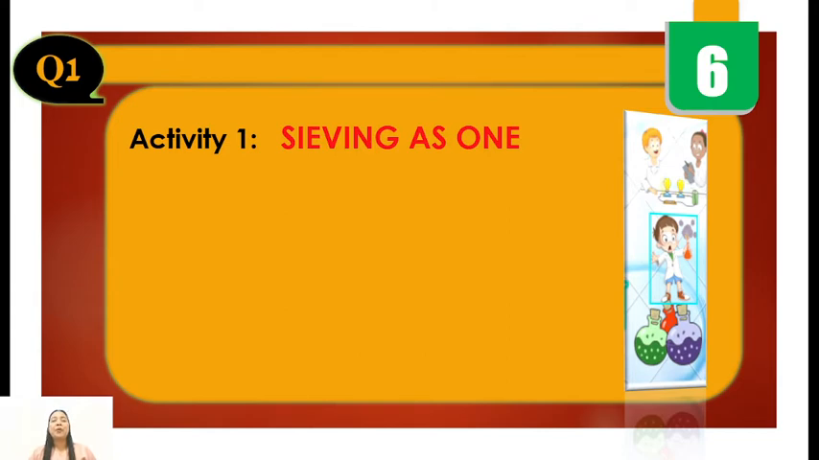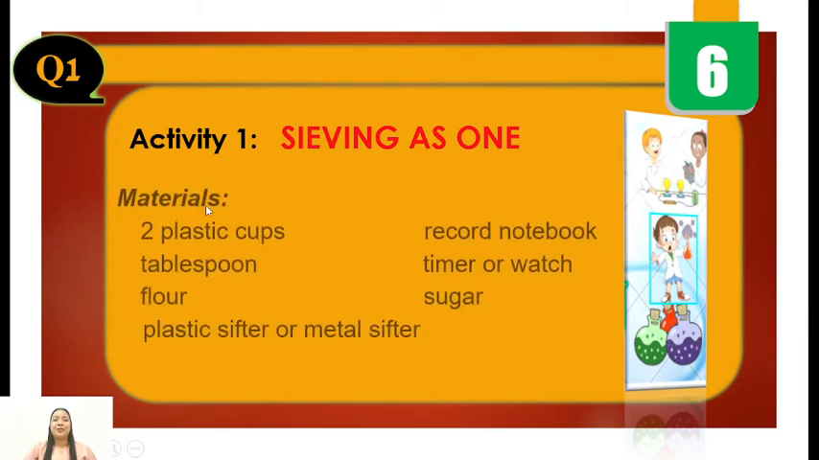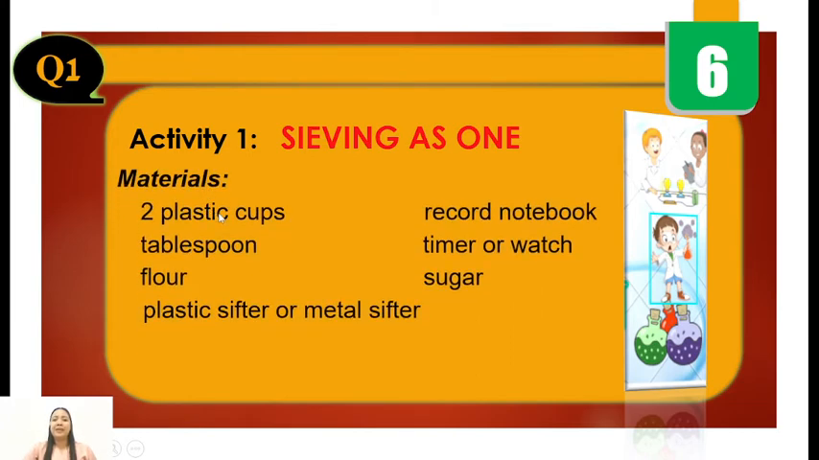Okay, this time we are going to do an activity which is entitled Sieving as One. For your assignment yesterday, your teacher let you prepare the materials to be used in our activity for today. Do you have your materials? I guess so. So for our materials, we will be needing 2 plastic cups, tablespoon, flour, plastic sifter or metal sifter, record notebook, a timer or watch, and sugar.